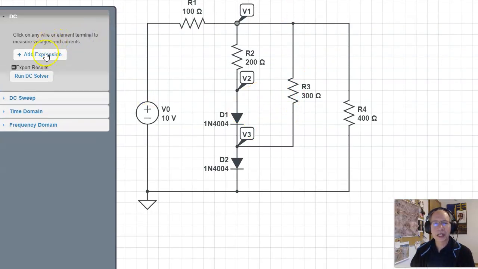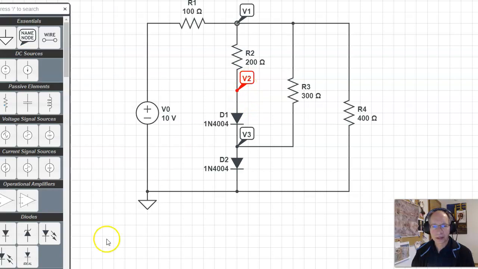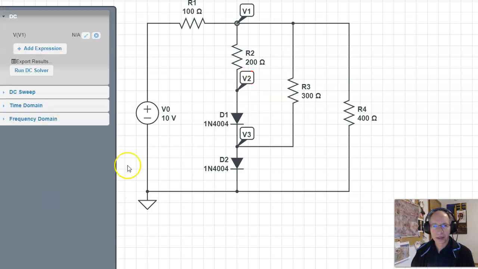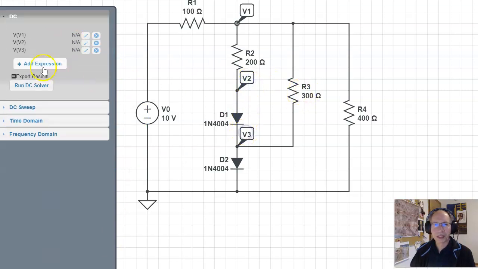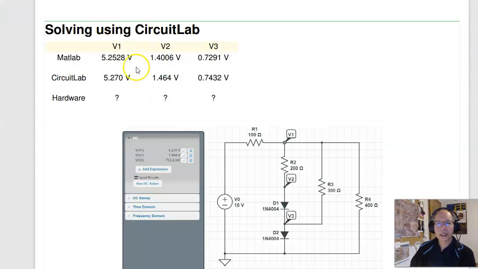I can then say I want to look at what is V1, V2, V3, solve. And to get an answer that's close, a little bit different. And again, that's typical in this class. The models aren't exactly the same, so the voltages won't be exactly the same, but they should get you close. If I built this and then measured the voltages, again, I should get something kind of close.